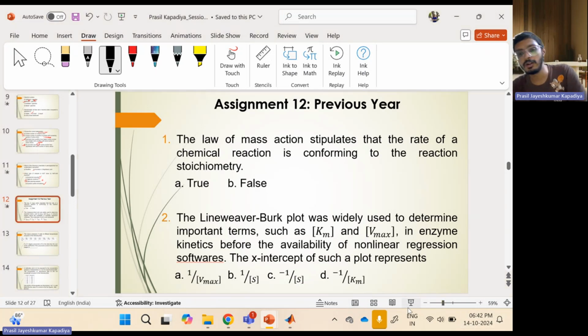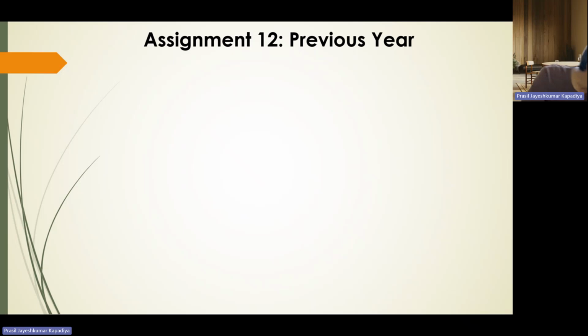So now, further, what are we going to look at? We are going to have a look at data fitting problems.